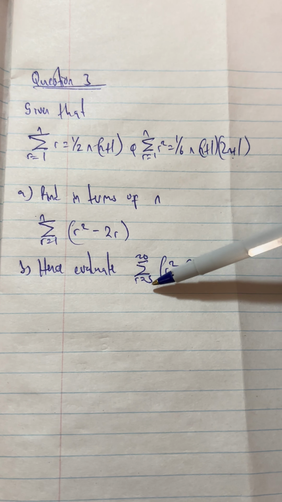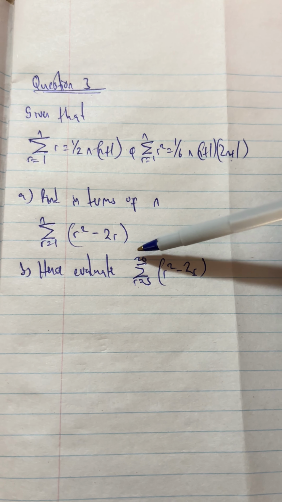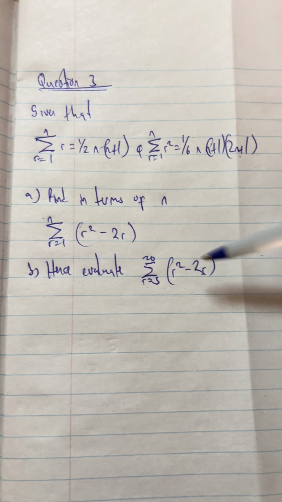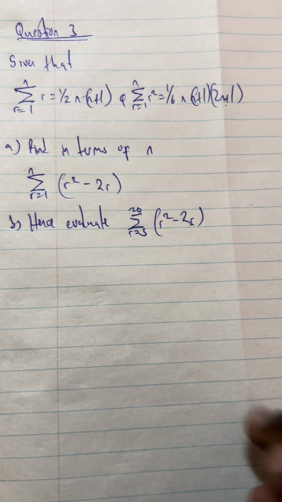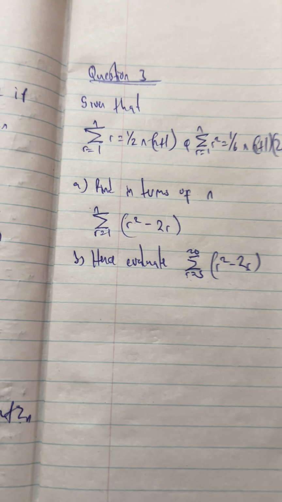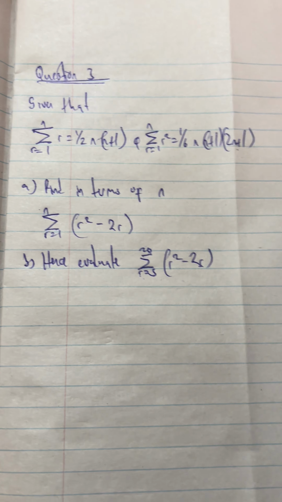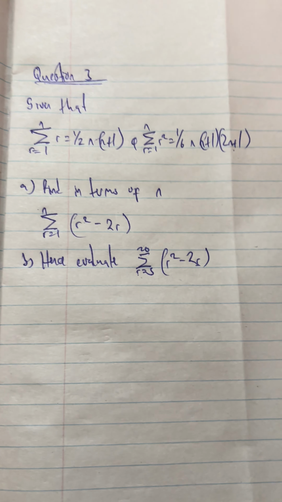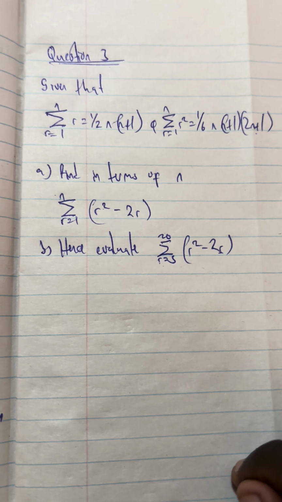Then evaluate, r is equal to 5. So this is the lower limit. Then the upper limit is 20. So I'm sure by now you have realized that the concept is the same. That's why maths is very easy, in the sense that the concept remains the same. There's nothing new under the sun when it comes to maths.